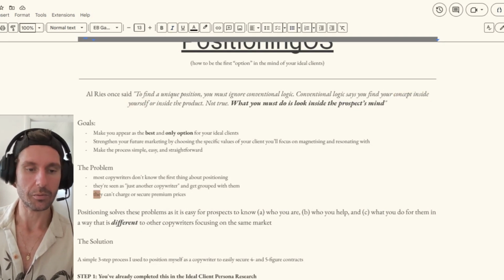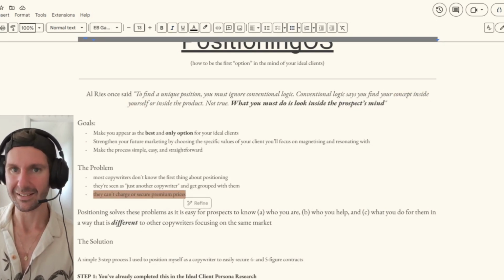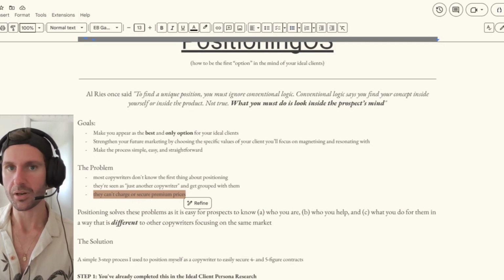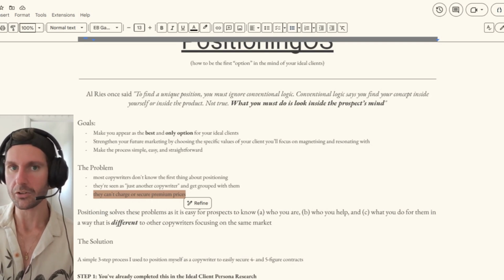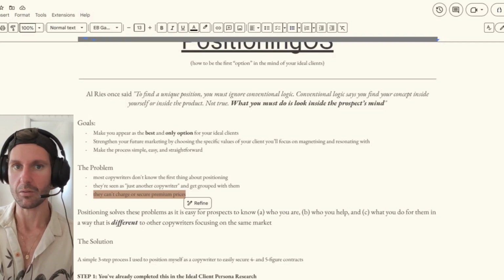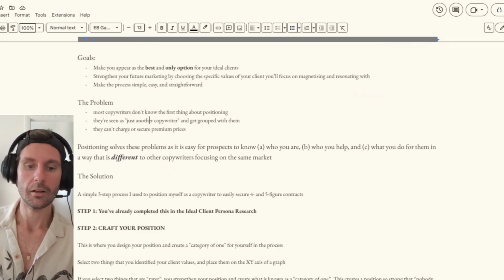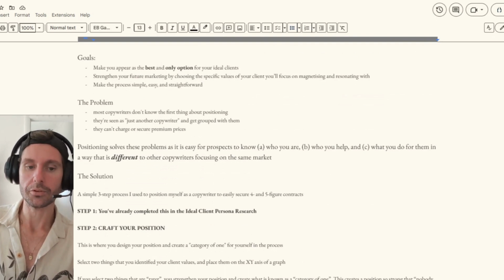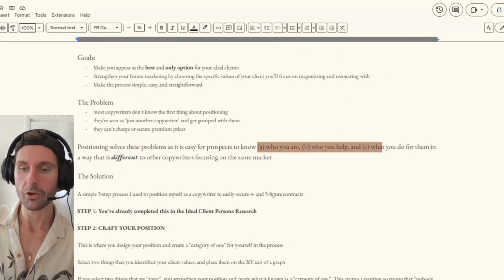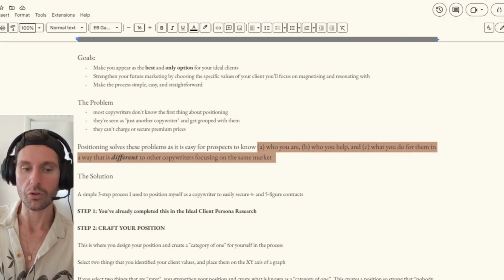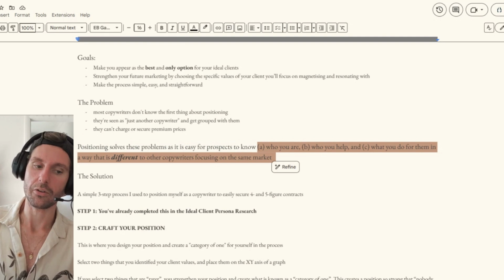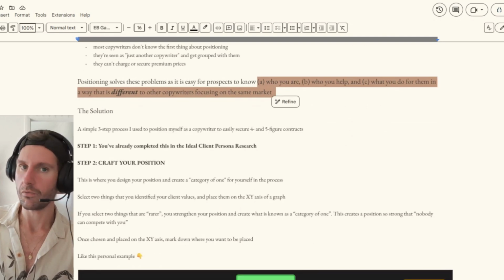And the last problem is that when you don't have a strong, unique position, you can't secure or charge premium prices, because people compare you to everybody else. So they go, but if you do what they do and they charge cheaper, or they charge the same rate, but I'm going to get it faster, like, why would I go with you? Okay, so it removes those problems. Yep. And the reason that it removes those problems is it makes it easy for prospects to know exactly who you are, who you help, and what you do for them in a way that's different to the other copywriters on the market.